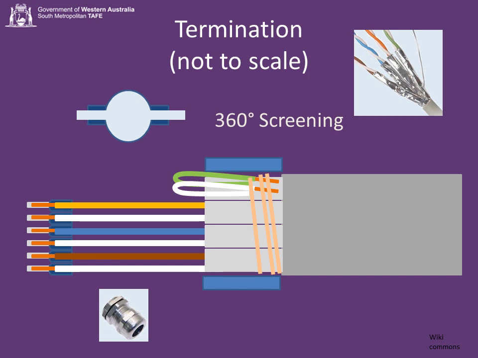Sometimes we have to have what's called 360 degree screening. If the spec insists on 360 degree screening, and typically it always insists on 360 degree screening if we're connecting anything to a VSD, then it needs to be properly screened 360 degrees all the way around the cable. The best way of doing this is either using a surrounding saddle, or the very best way is by using a metal gland piece.